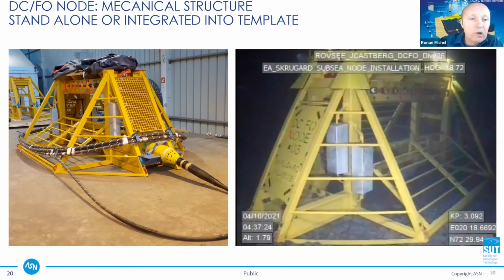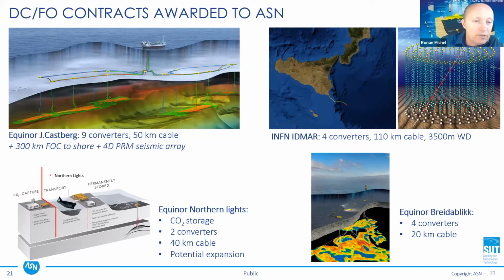These are the system references. So Equinor Johan Castberg, which I was just talking about, has nine converters. It also has a fiber optic connection, and fiber sensing, an array of sensors for reservoir depletion monitoring. Northern Lights, Equinor, this one is about carbon capture. It has two converters, 40 kilometers of cable. Betablix, four converters, 20 kilometers of cables.